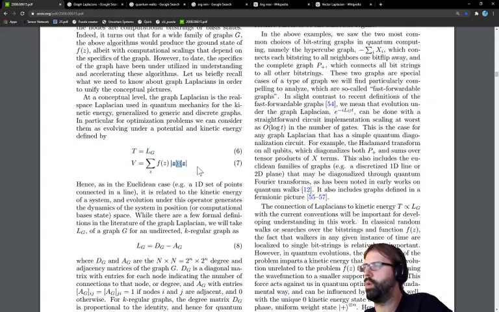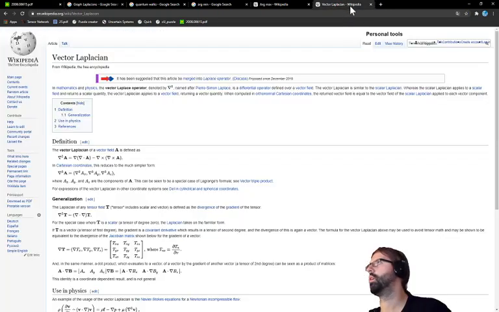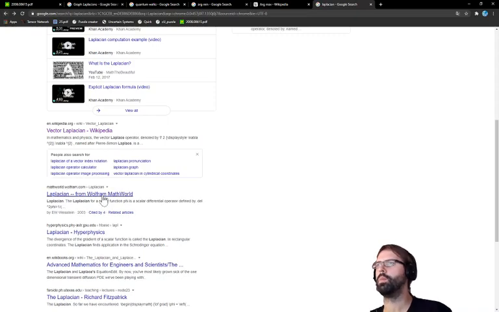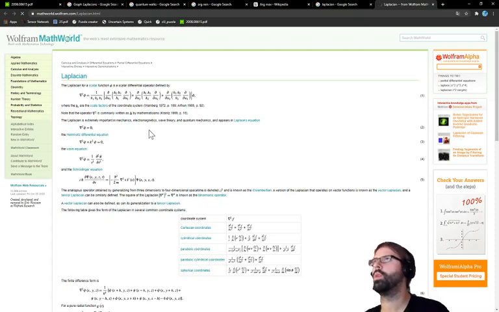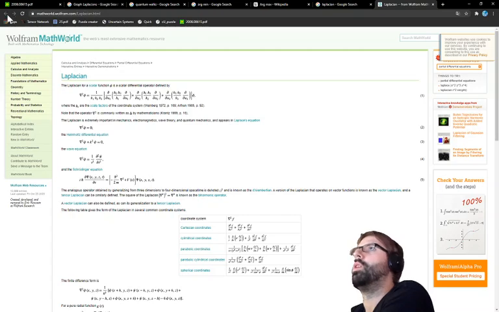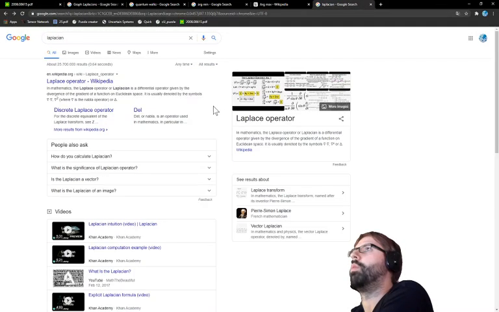And why is this a projection of what? So those are basis states? I don't understand that. So the Laplacian for a scalar function is a scalar differential operator defined by... Okay. Nope. Too complicated.